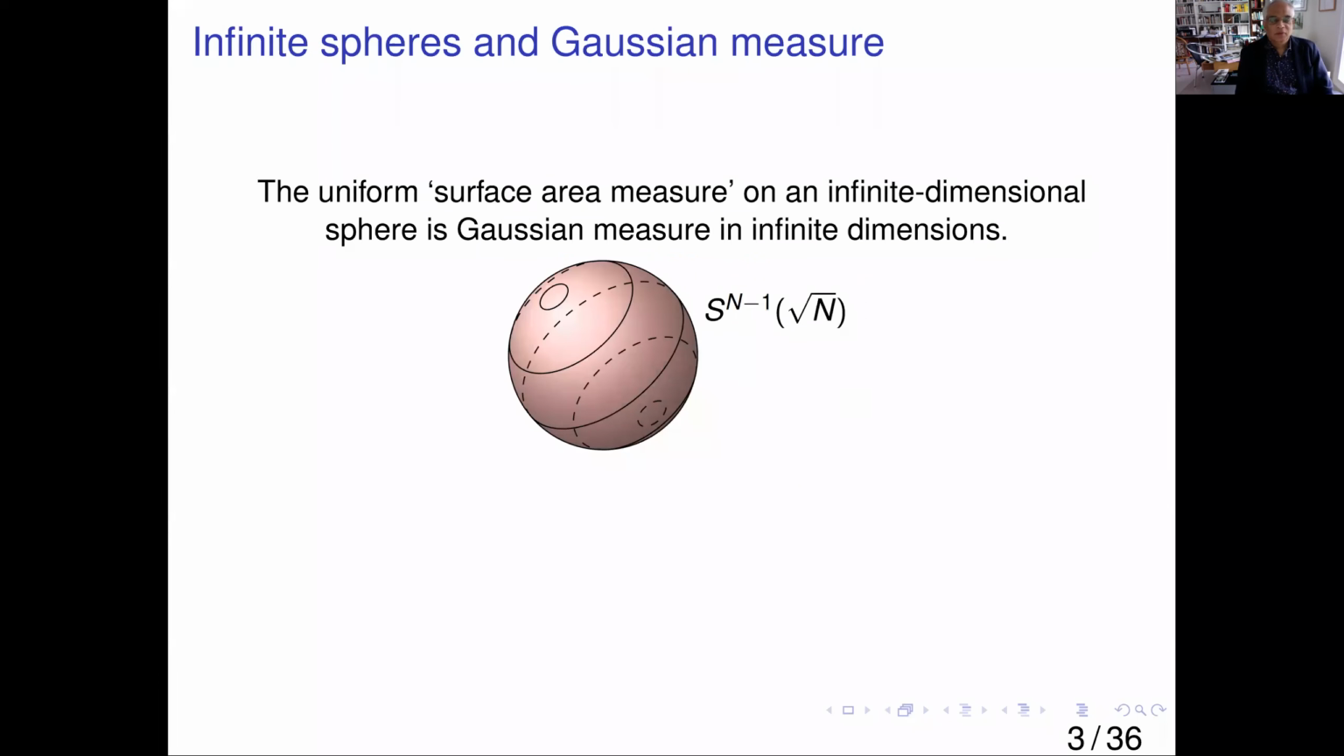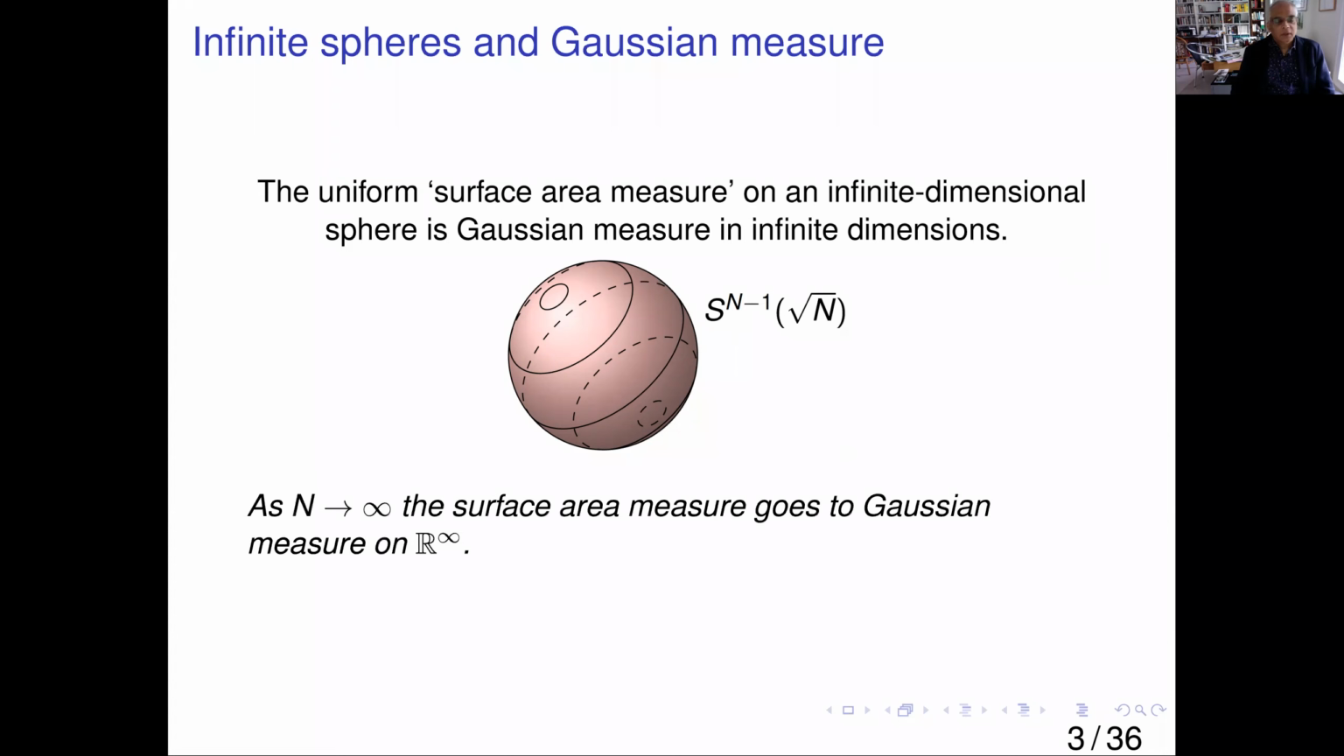So here's a picture of a sphere in 3 dimensions, but in n dimensions, with radius square root of n. I guess I'm kind of proud of this picture, which I probably stole from somewhere and then modified. So the thing is that we'll be working with a surface area measure normalized to unit mass. One of the goals is to understand why the uniform measure of total mass 1 on this sphere goes to Gaussian measure in infinite dimensions as n goes to infinity. So that's again the statement: as n goes to infinity, the surface area measure goes to Gaussian measure.